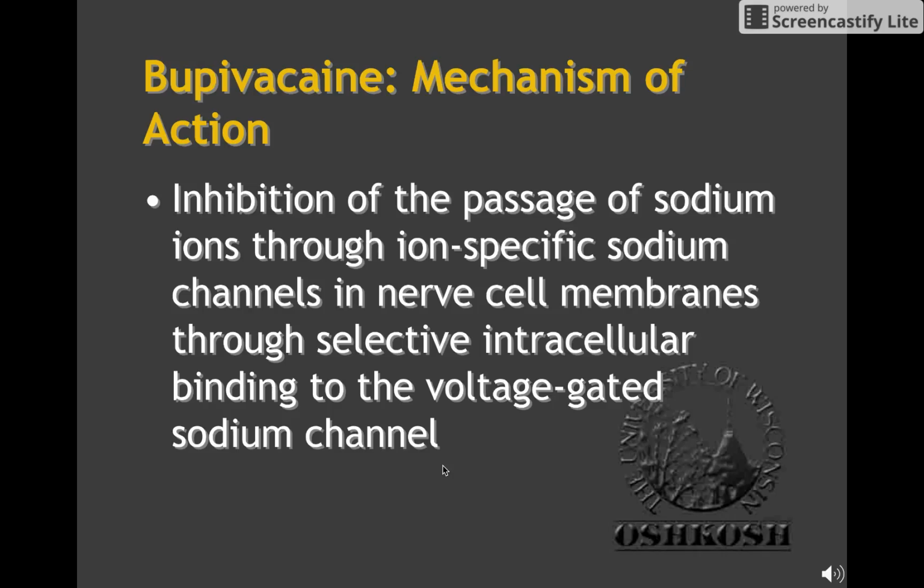Once inside the neuron, bupivacaine picks up a proton due to changes in the pH of the intracellular environment. The bupivacaine molecules must regain this charge to selectively bind to the sodium channels intracellularly, where they create an inactive closed state of the voltage-gated sodium channel. This closure inhibits the passage of sodium ions and thus the conduction of nerve impulses through propagated action potentials.